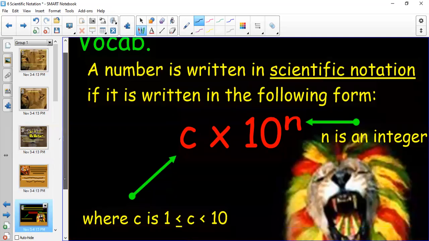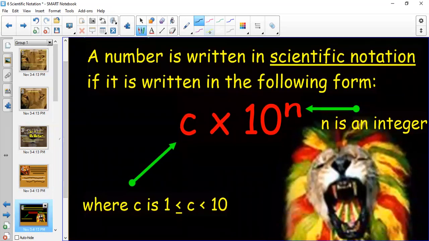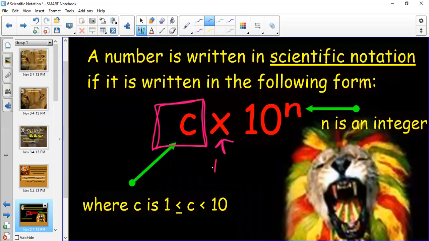So this is how it's going to be written. It's always going to be some number, that's what C stands for. The X here is the only time that we use an X for times. Usually it's kind of frowned upon once we get older, because we'll use a dot or parentheses. But for some reason in scientific notation, they always want an X to represent times. And then it's always going to be times 10.